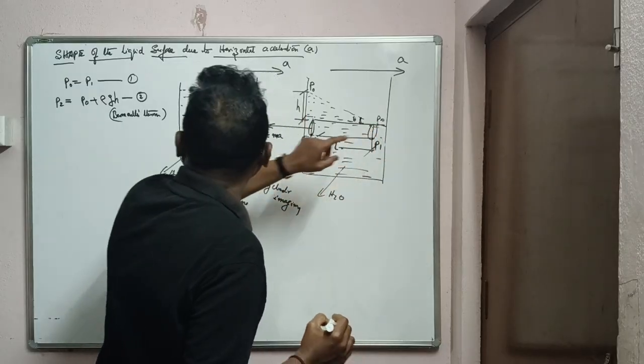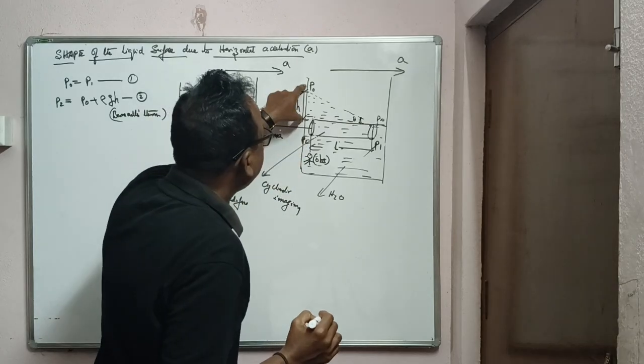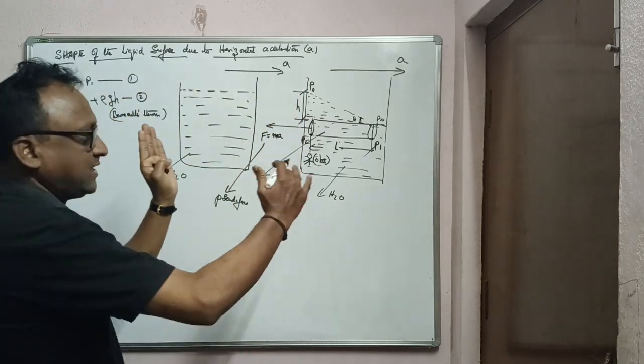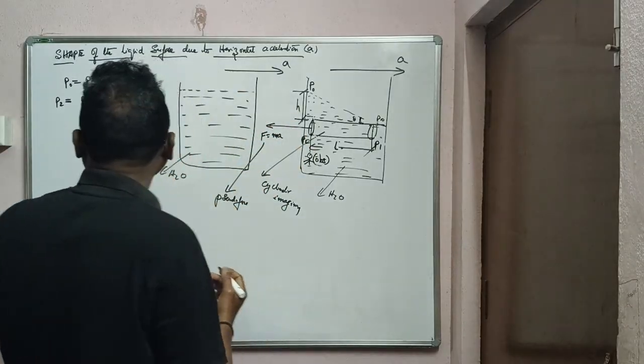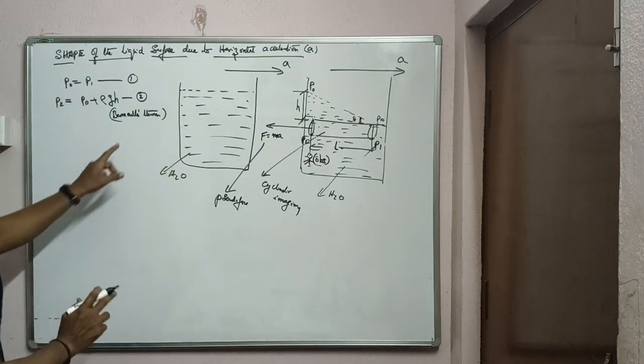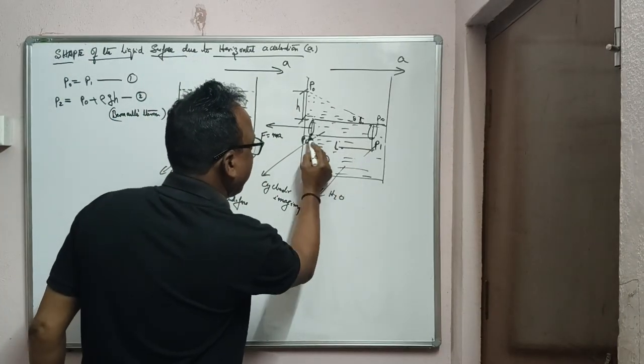Atmosphere pressure P1 is equal to P naught. And what is the pressure here for the imaginary cylinder? Atmosphere pressure plus rho gh, because of the motion, there is water raised to height h. So P2 is equal to P naught plus rho gh from Bernoulli's theorem. Okay? Now consider these 2 points.